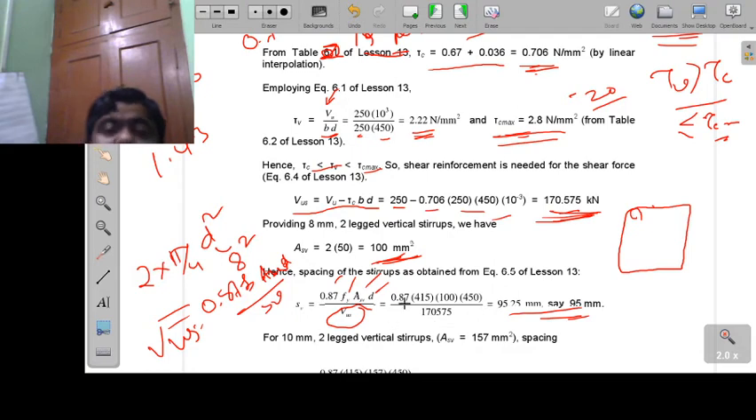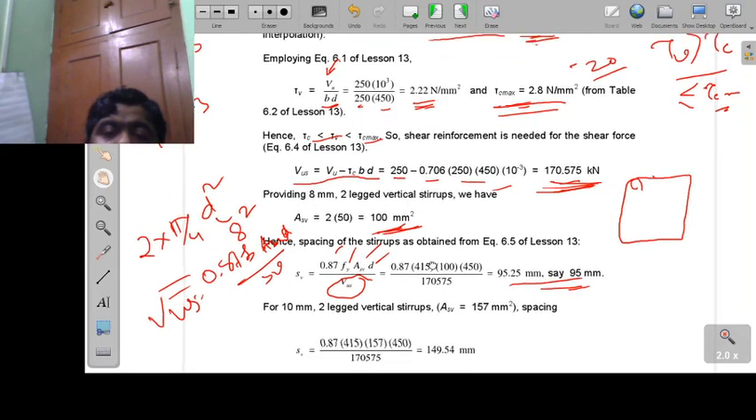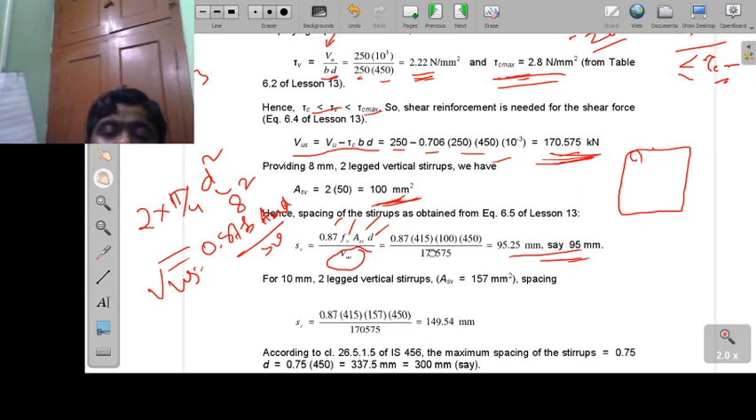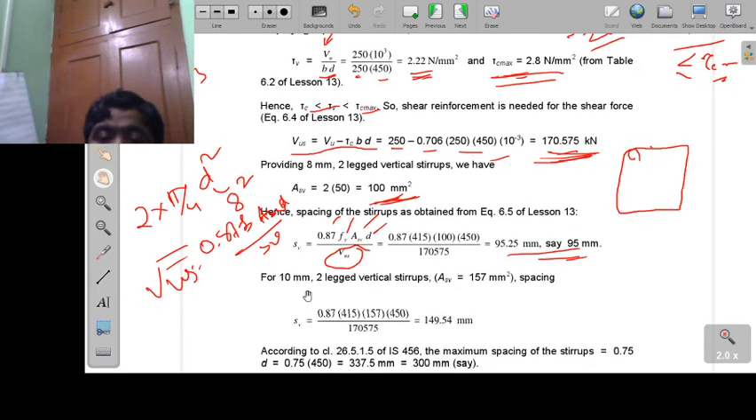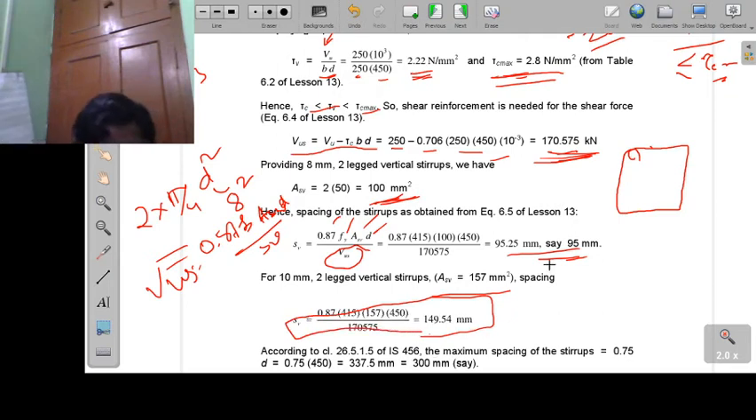Now, let us do this way also. Rather than providing 8 mm, let us say we are providing 10 mm. If you provide 10 mm, same equation you can use, only what you have to do is change the area here. So, I have changed the area. So, this value is coming 149.54 here. Now, two spacings we got, one we got 95, another we got 157.